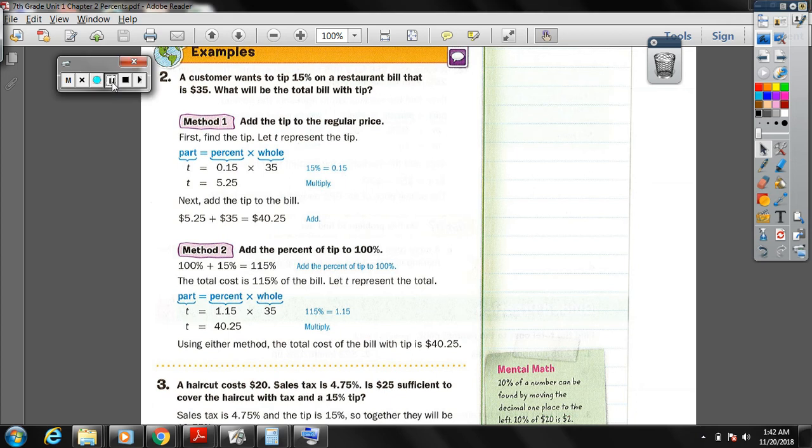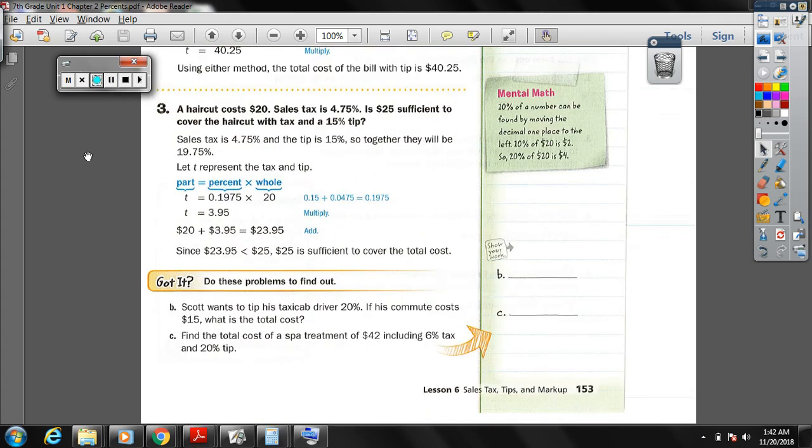Example 3 goes into a haircut and the cost of the haircut, with sales tax being included along with a tip. So here we have more than 1% that we are adding in. Together, we add the tip and the sales tax together to get 19.75%.